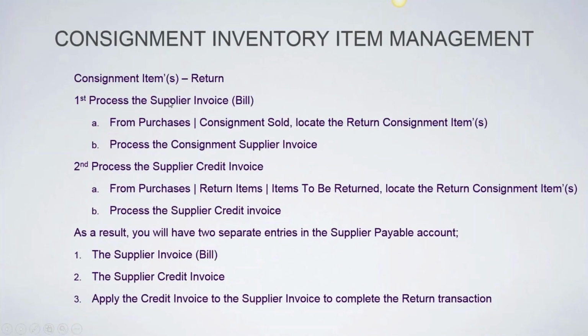So we're going to process the supplier invoice as a bill. We're going to process it from this consignment sold, put it to an invoice and then post it to the payable. Then we're going to process the credit. We're going to send that to a slip, and then send it to the payables through the credit slips. So when I go to the payable account, the payable for Interstate, you're going to see two things: a supplier invoice and a credit invoice. One washes the other out. Okay, so let's go do that.